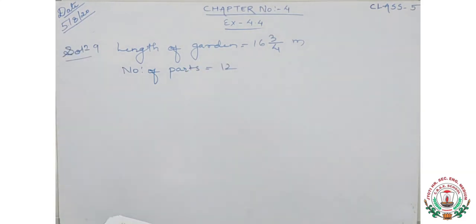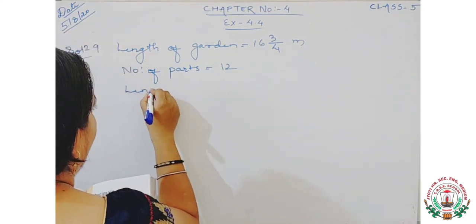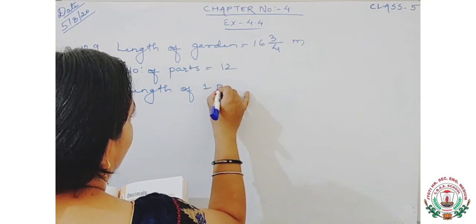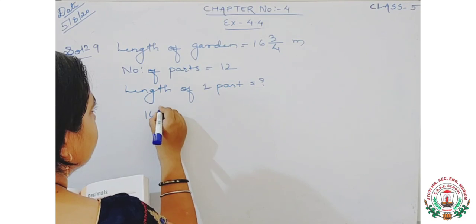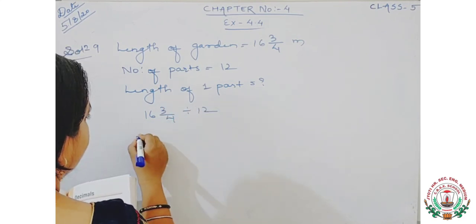So what is the question asked? Find the length of each part. We have to find the length of each part along the length of the garden. Okay. So we will have to find it out. Length of each part means length of one part we have to find. How we will find? We will just divide this and find it out. Okay. Divided by 12. First we will change this.